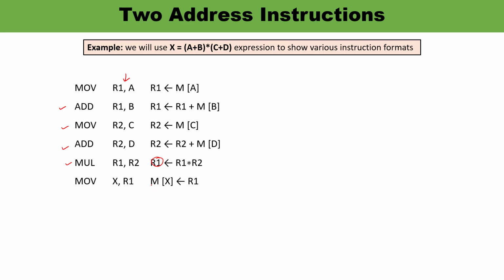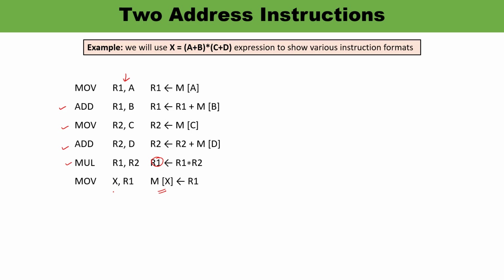Now the result which was available in R1 is being copied into this particular location. So move the content of R1 into X. This is how you can explain the two address instructions. I hope now it must be clear.